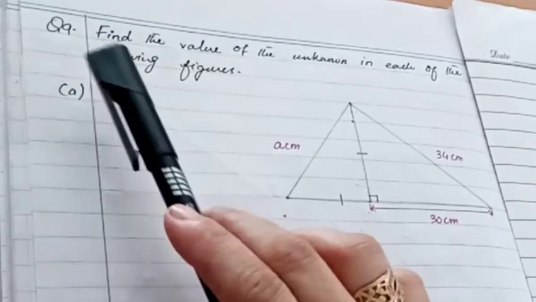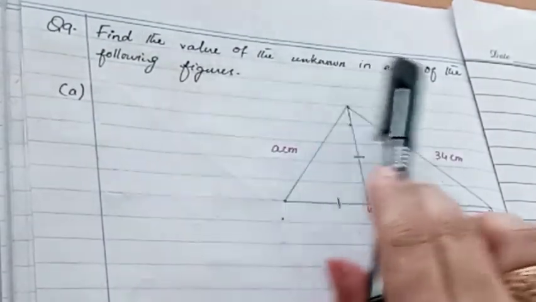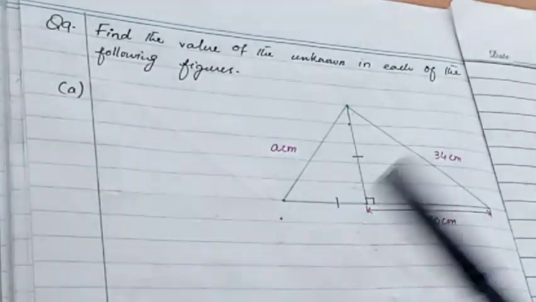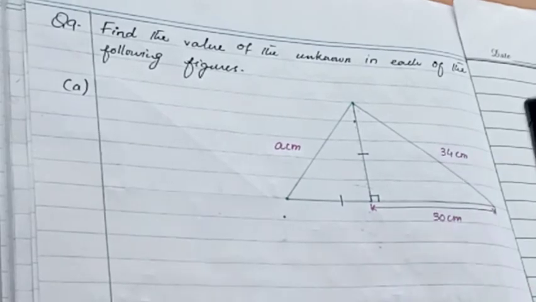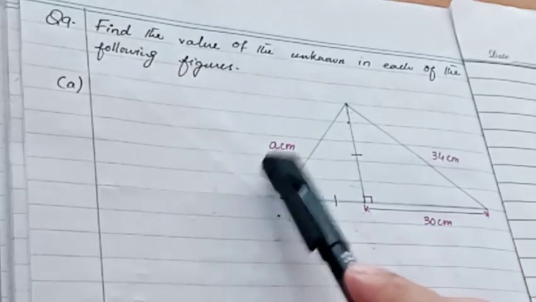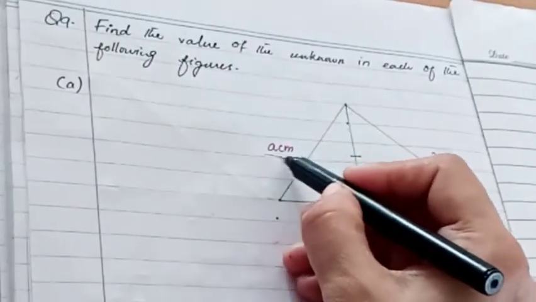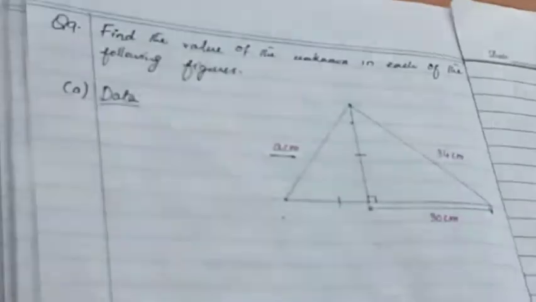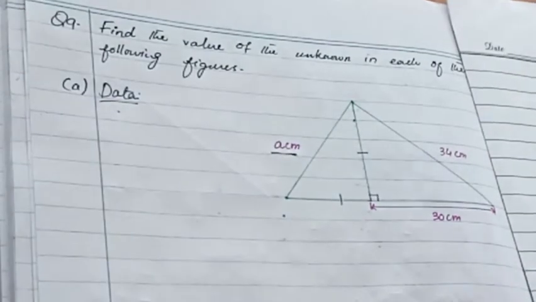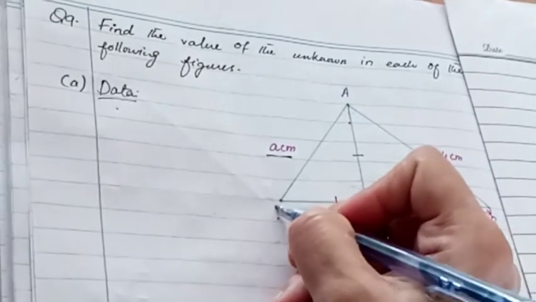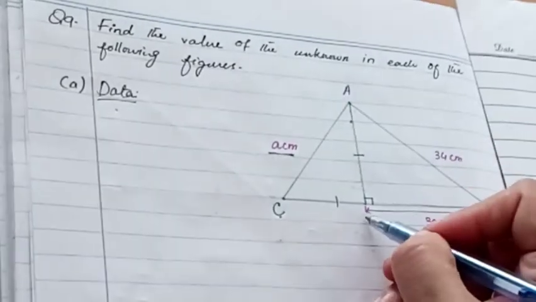Now I am solving question number 9 for you. Find the value of the unknown in each of the following figures. You have one unknown side that you have to find in all the parts of question number 9. In this part A, we have to find side A, which is unknown for us. First we have to make its data, so I am giving names to it. This is A, B, C and this is D.